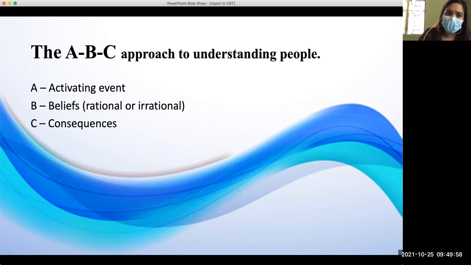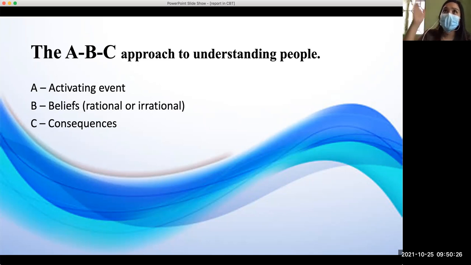Let's take an example of when you have an irrational belief. For example, you are told by your boss that he is unhappy with your work. The result at B is that you will think that you are a failure. The result at the consequence is that you will feel anxiety and depression.